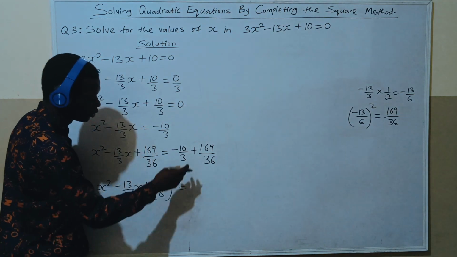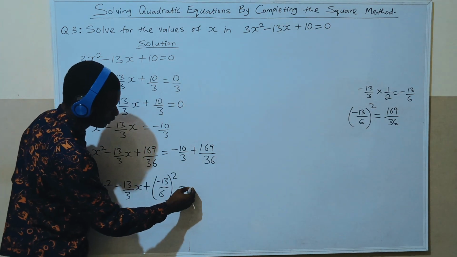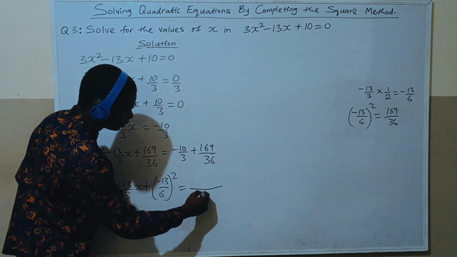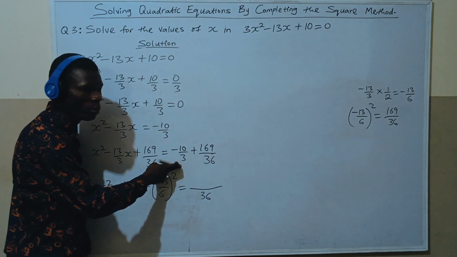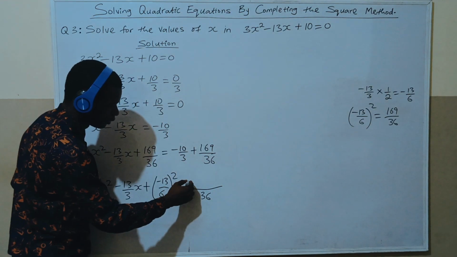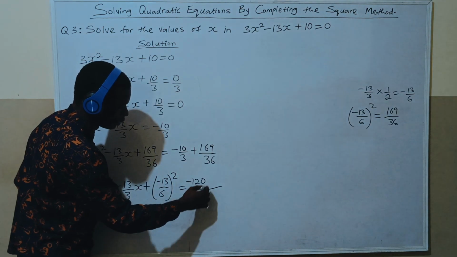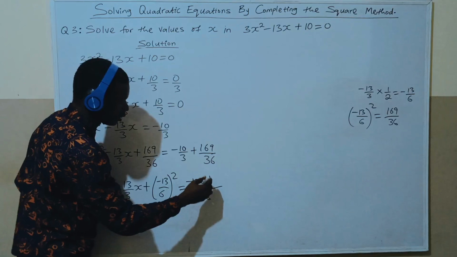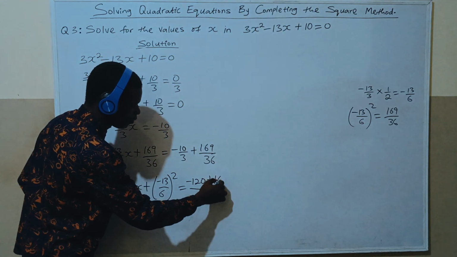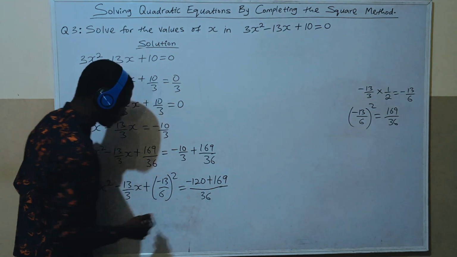That's going to be equal to. So what's the lowest common denominator of 3 and 36? The LCM is 36. And 36 divided by 3 is going to give us 12. 12 multiplied by negative 10 will give us negative 120. Plus 36 divided by 36, that's going to be 1. 1 times 169 is going to be 169 still.